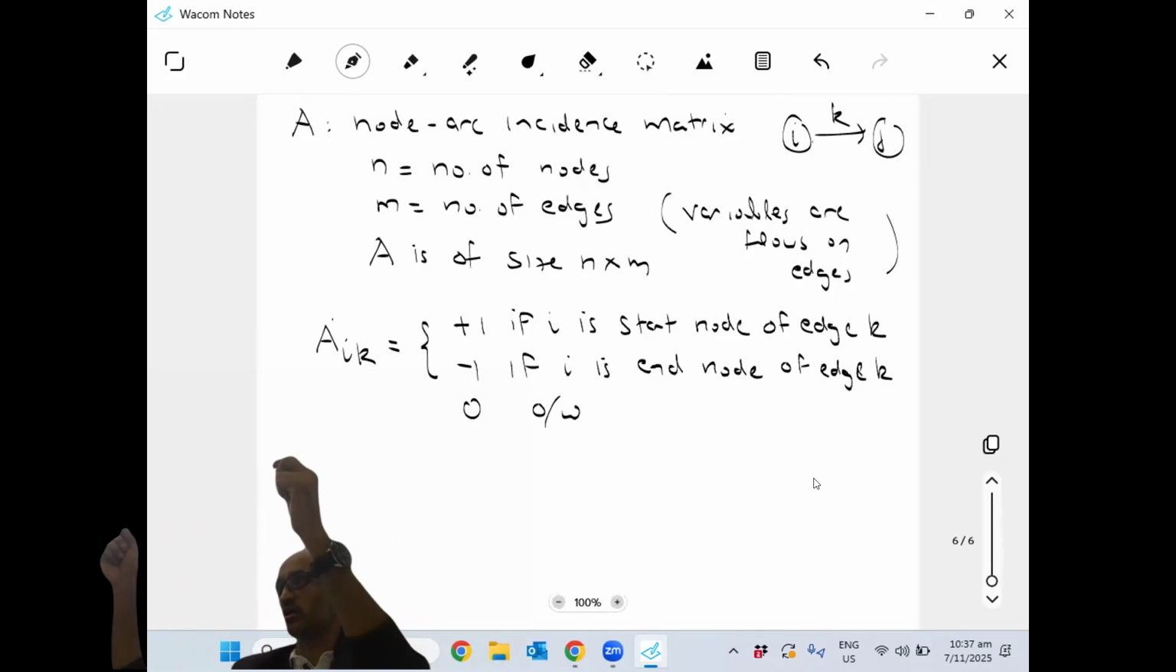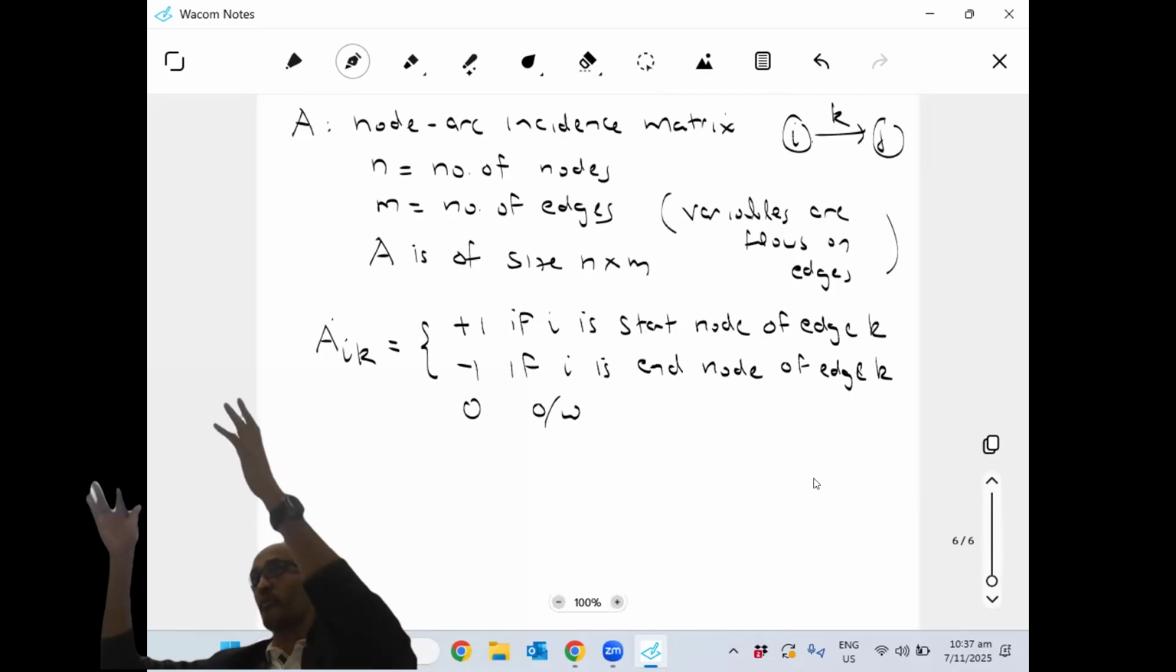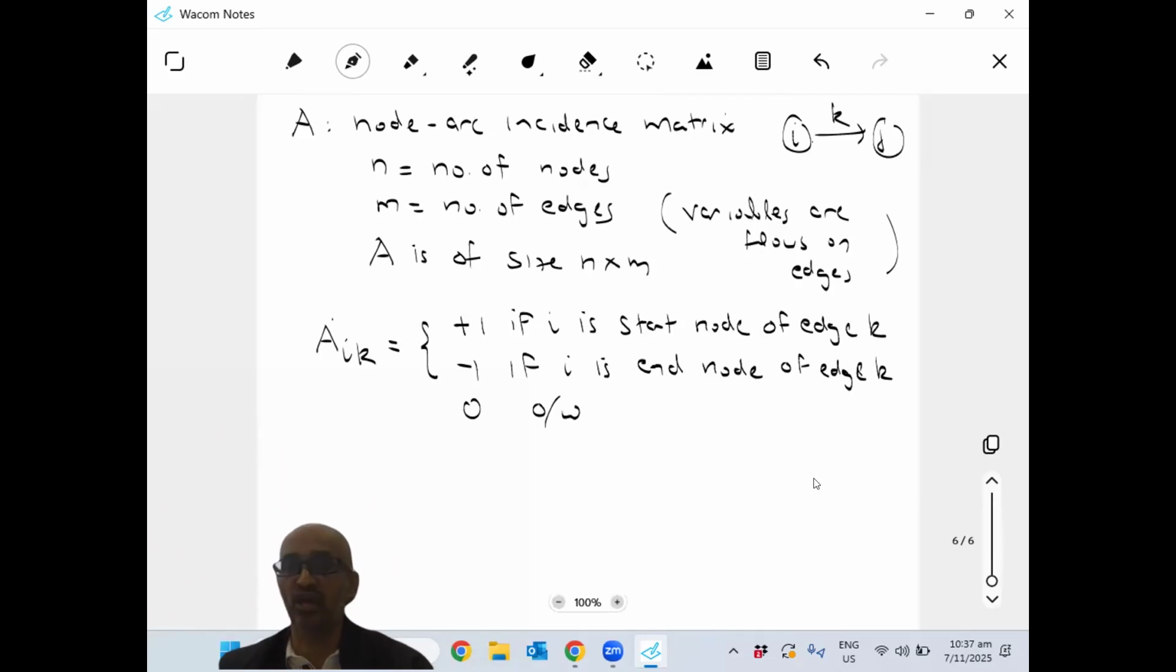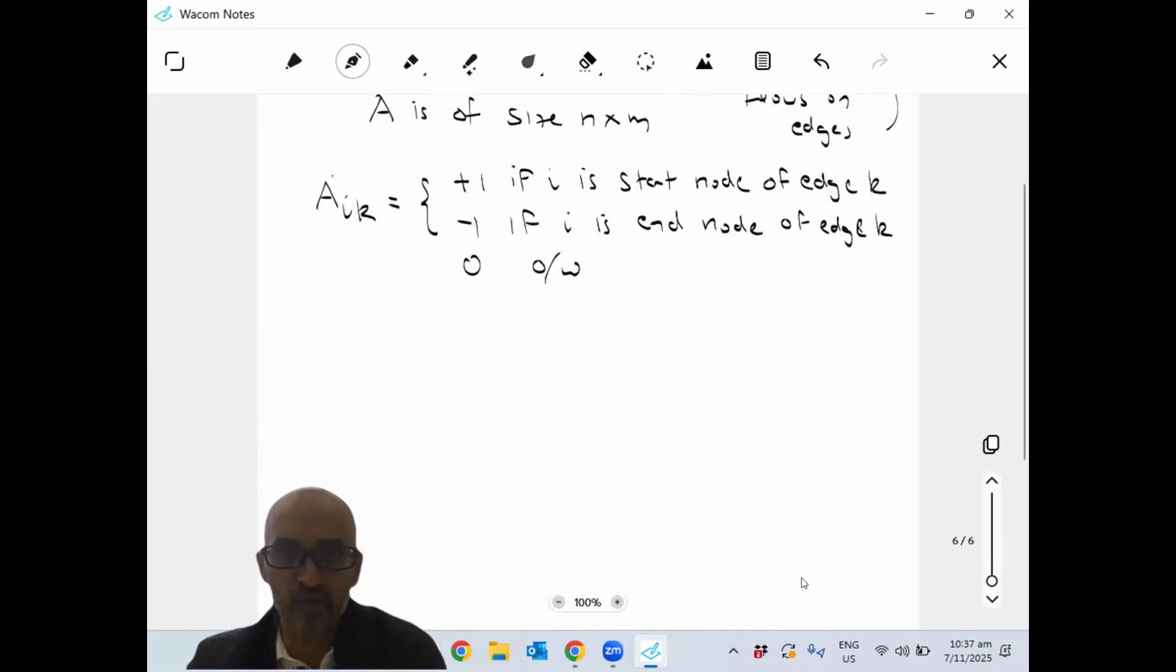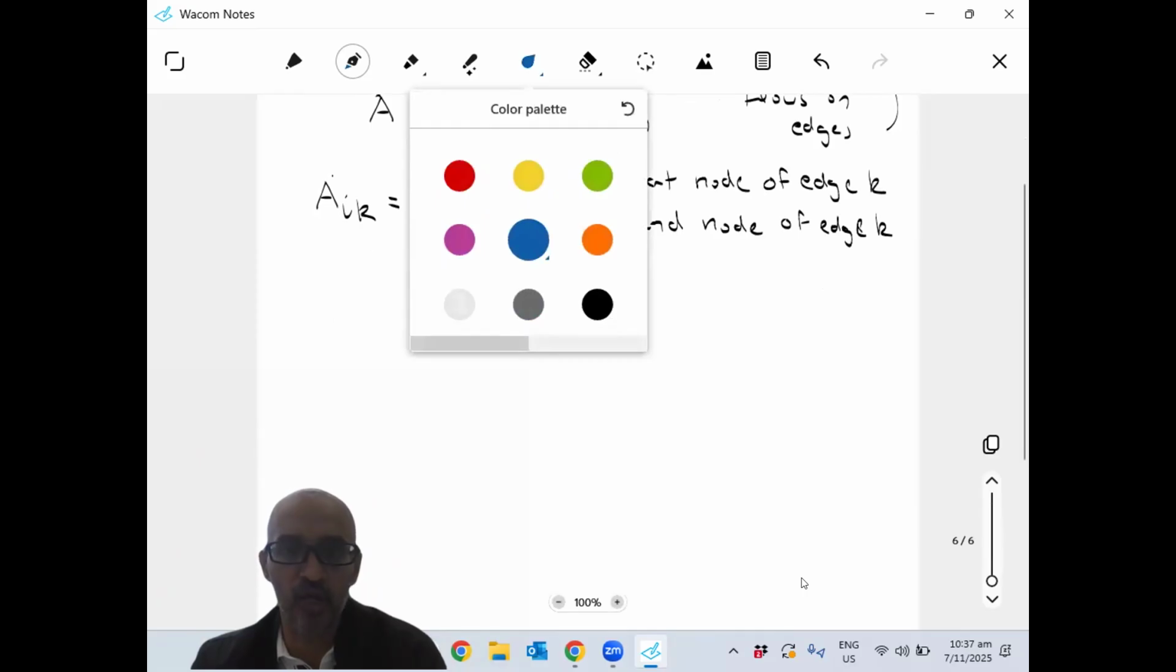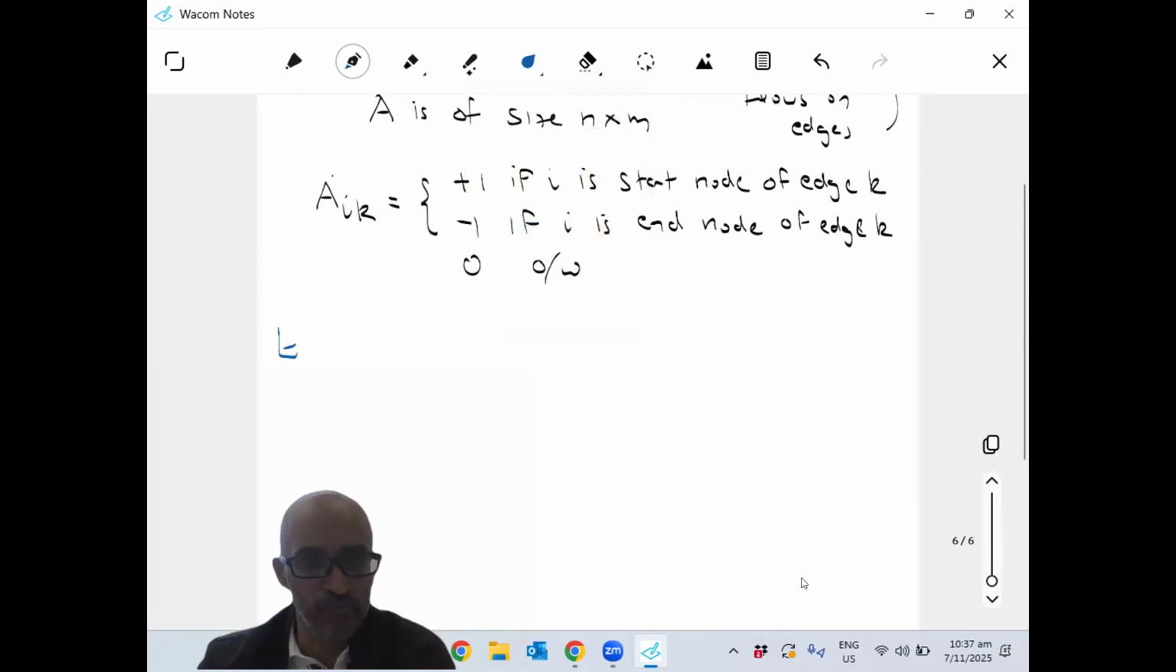So k is in principle two variables, I mean, the way we index edges is with two variables, right? I and j. But when I'm talking about a matrix, it's a column number basically. So k is a column number in some ways. Okay, so let's do an example. It'll be clear. It's not particularly complicated.